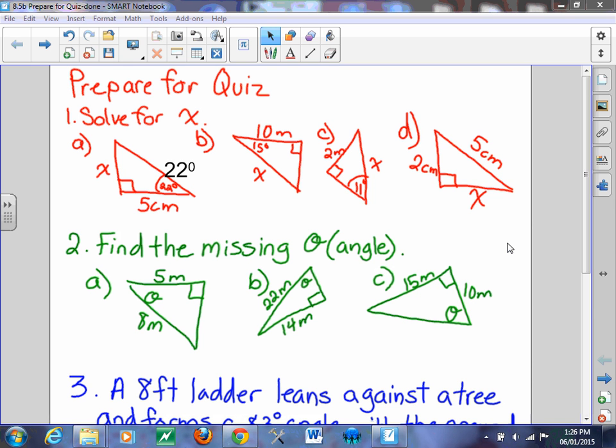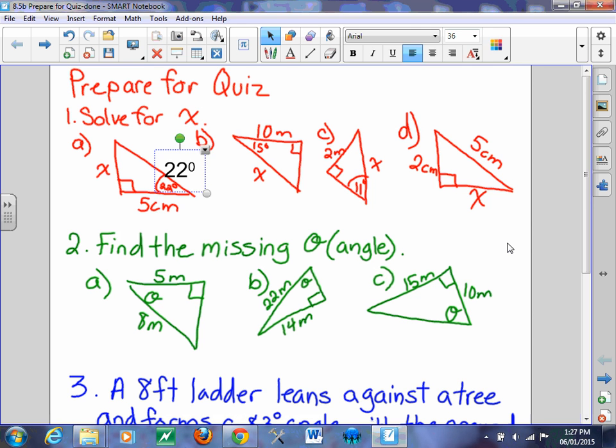Just before we do our quiz, I want you to do a little bit of preparation, folks. I want you to try to prepare for this quiz. So I have 3 examples written down. I know you can't probably read that angle, which is right here. I'm sorry, just let me grab a pencil here. This angle here is 22 degrees, so I just made it bigger so you can read it.